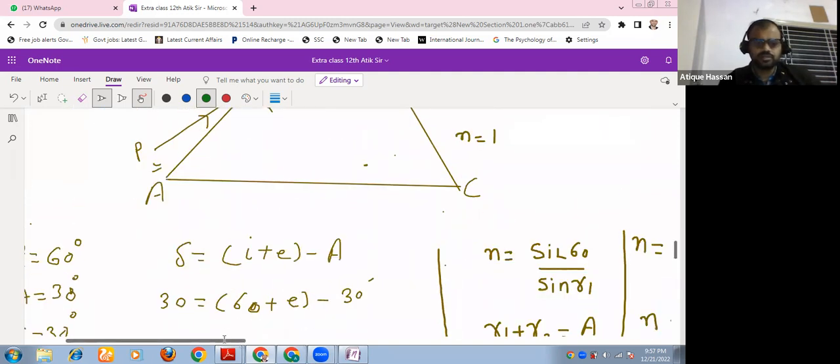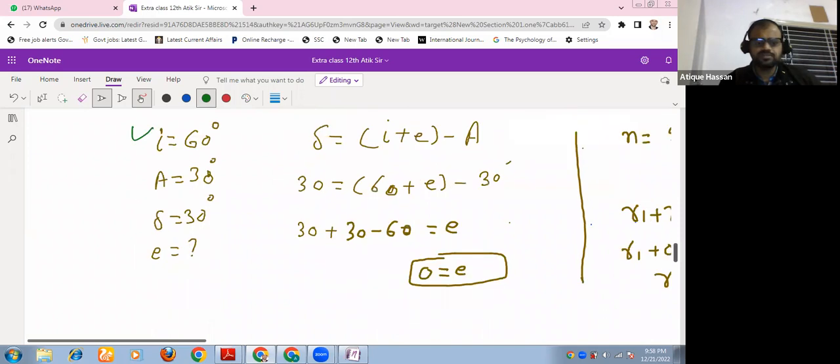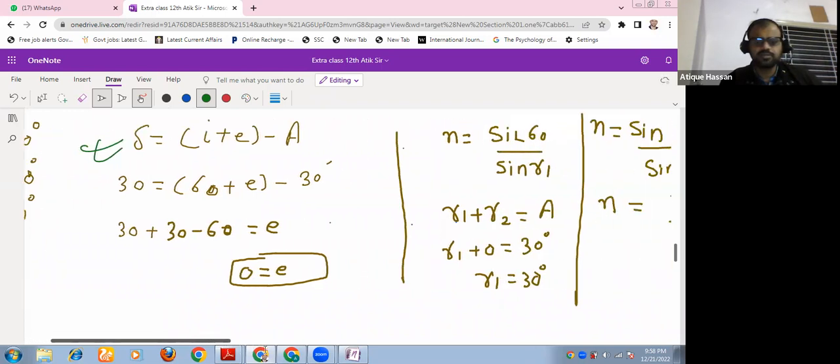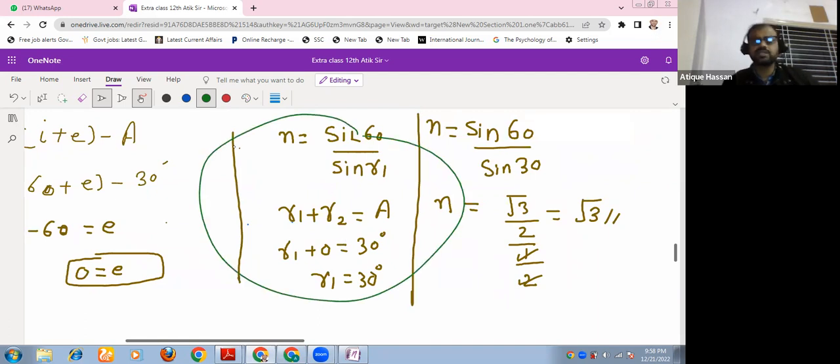So what we have to do is, let us see here: I, the angle of incidence, is given, the angle of prism is given, delta is given. We have to find E. For that you can directly apply this formula: delta is equal to I plus E minus A, and you can find the angle of emergence. In the second case, you have to apply Snell's law. Here you don't have to apply mu is equal to sine of (A plus delta m) by 2 divided by sine A by 2, because here we don't know that it is minimum deviation, right? So you have to apply Snell's law and then you can find the refractive index.